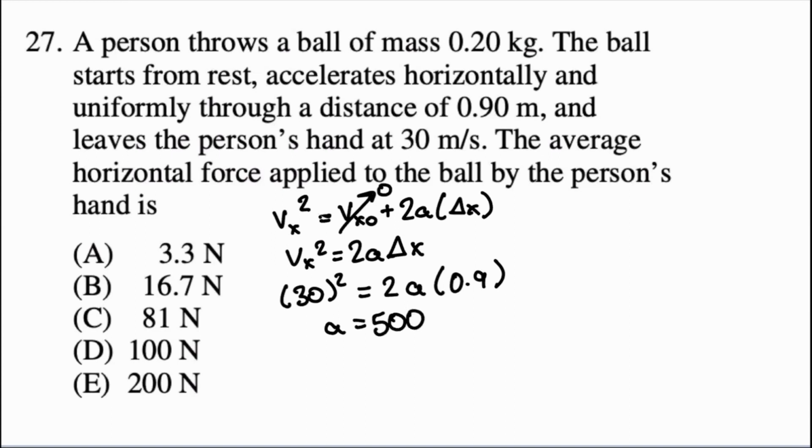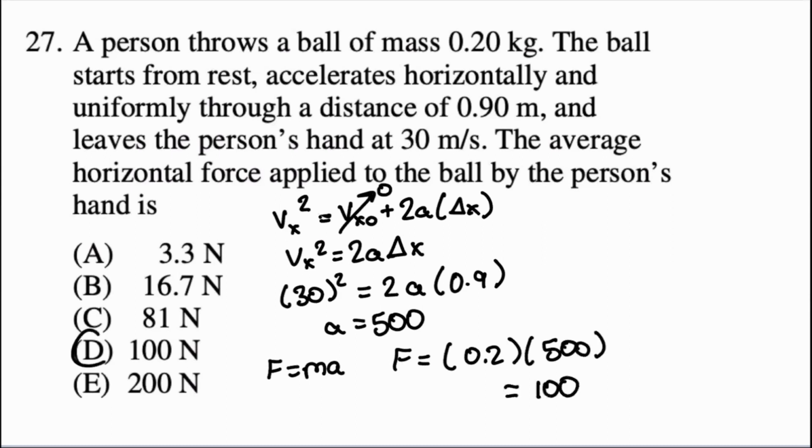And now we can use the F equals ma property, Newton's second law. So F is going to be equal to 0.2, that's the mass, times the acceleration, 500, and that is equal to 100, which is D.